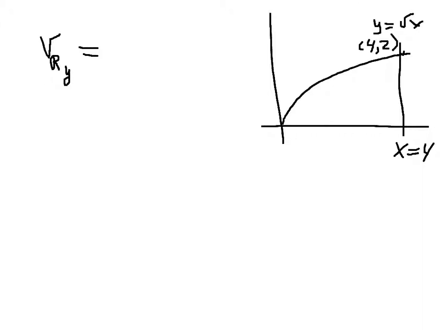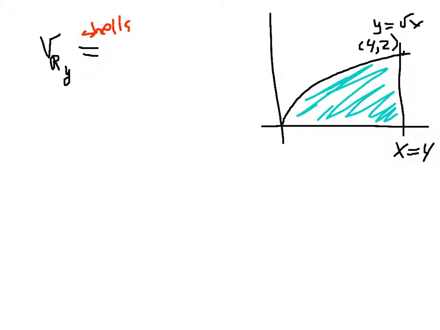Okay, so now let's dive into this a little bit more. Let's talk about the same region, this region right in here, and now let's talk about it when we go around the y-axis. Well, traditionally, if we go around the y-axis, we're going to use shells, and this is going to be 2 pi times the integral from 0 to 4 of the radius times the height times the thickness. Okay, so no surprises there.